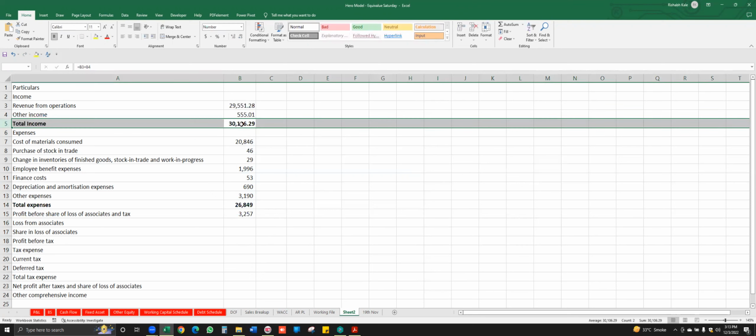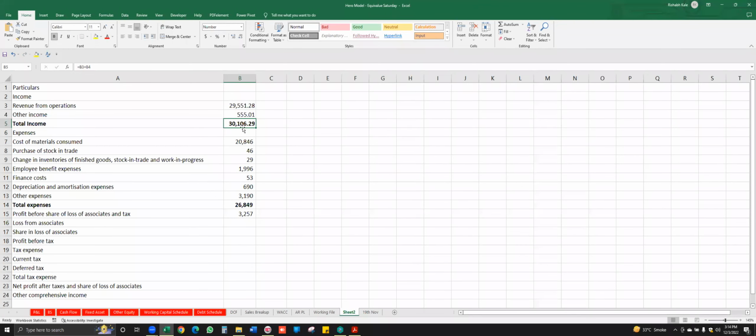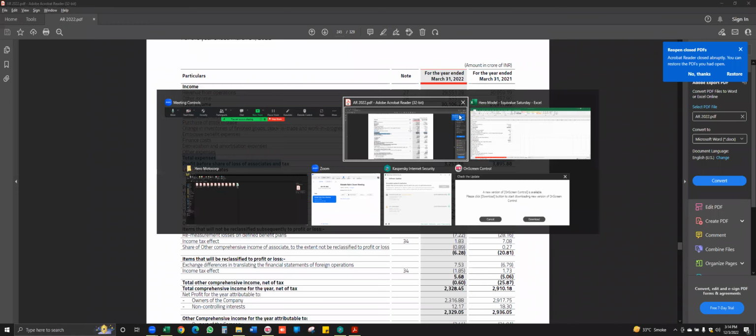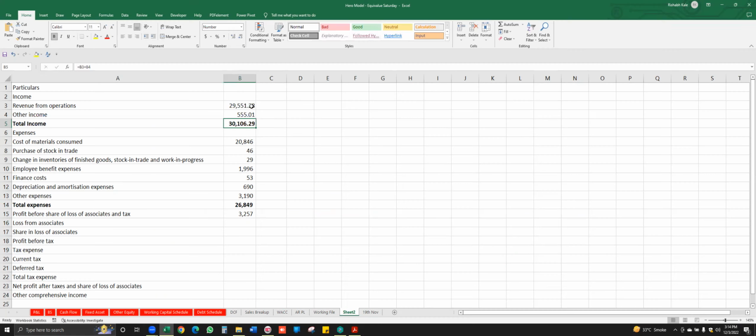Whenever you copy paste, make sure that this bold number should be calculated in your Excel. Though you can copy paste it also, but for forecasting, it is better you do this way. All the numbers which are calculated, make sure you calculate on Excel as well.